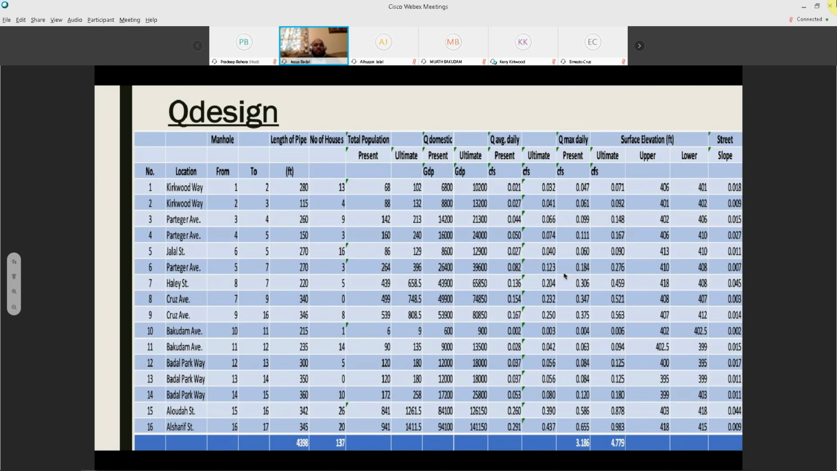So for our Q design, we assume that the water that's being discharged from the site is 100% of what's being brought in. So using the population, we developed the Q domestic, which we develop our peak flow, and then turn into our ultimate flow, which is our Q design, in order to develop our pipe sizes. And also considering the street elevations, we develop our slope.